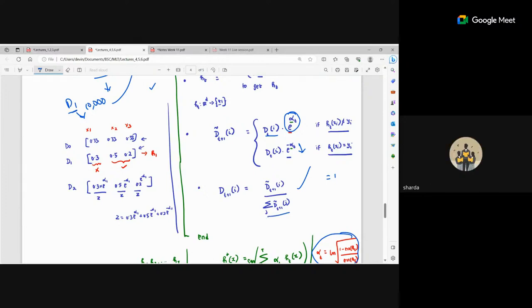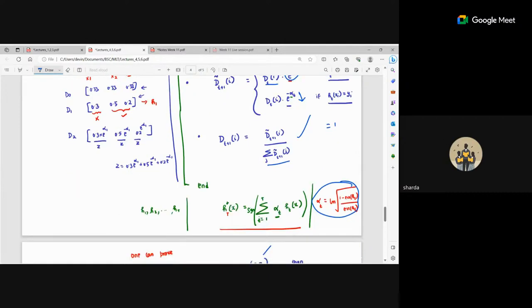So you just do the sum. The alpha t used for updation, the alpha t which represents the performance of the model, can they be used interchangeably?